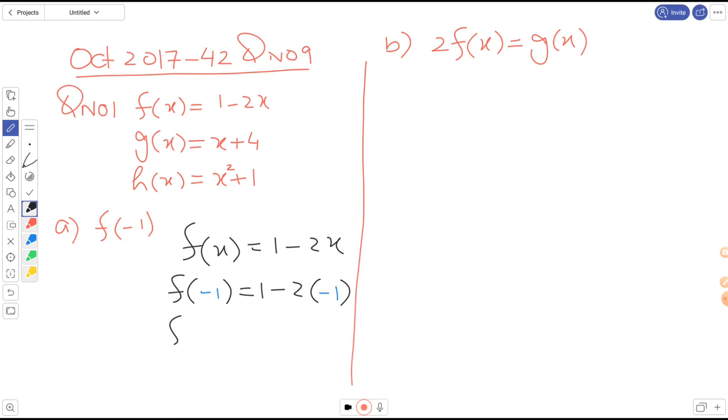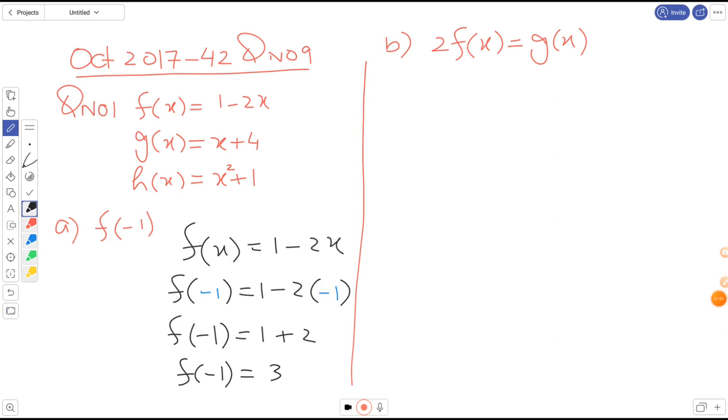F of minus 1 is equals to 1, and this minus into minus gives you plus, and I get a plus. 2 ones are 2, and the ultimate answer is coming 3. So f of minus 1 is equals to 3. This is my first part.